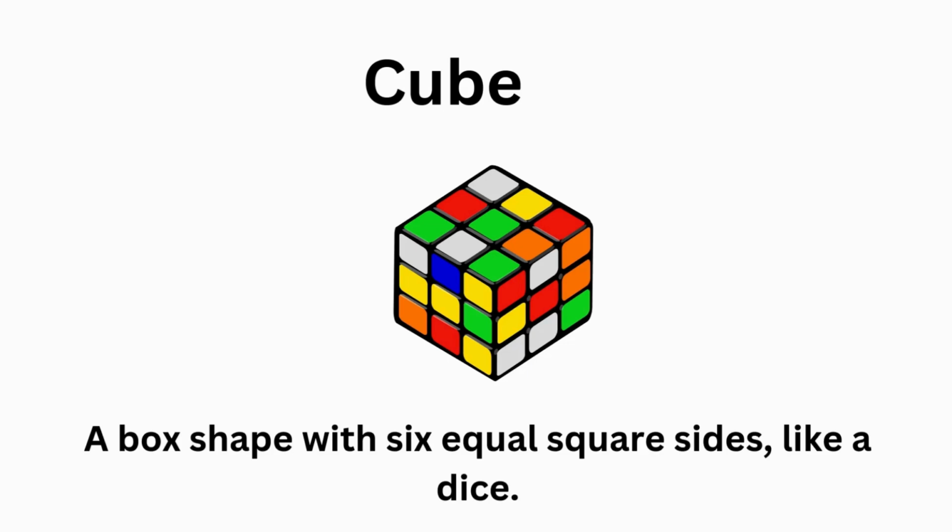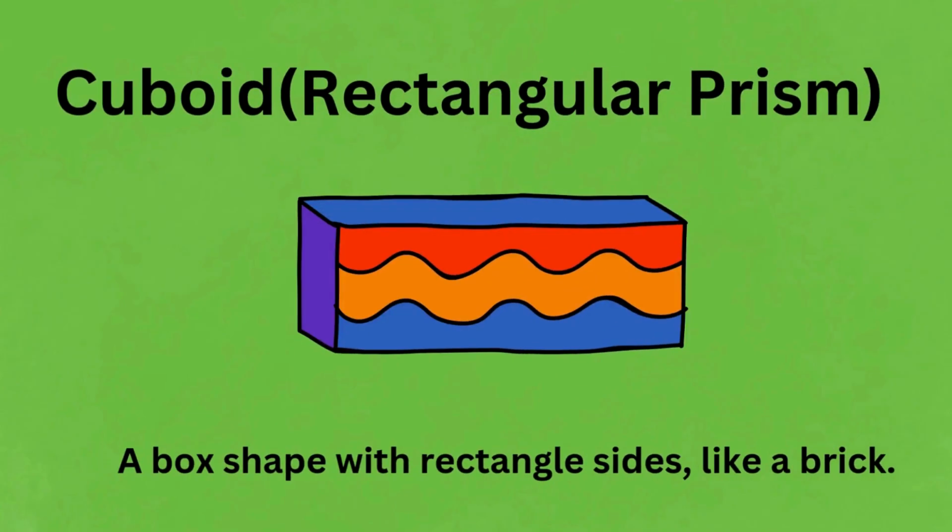Cube. A box shape with 6 equal square sides, like a dice. Cuboid. A box shape with rectangle sides, like a brick.